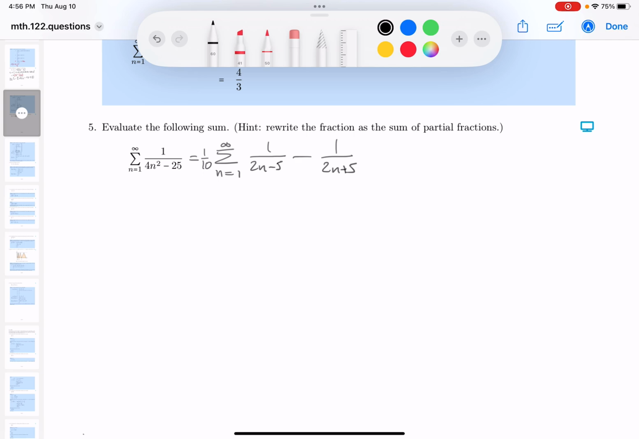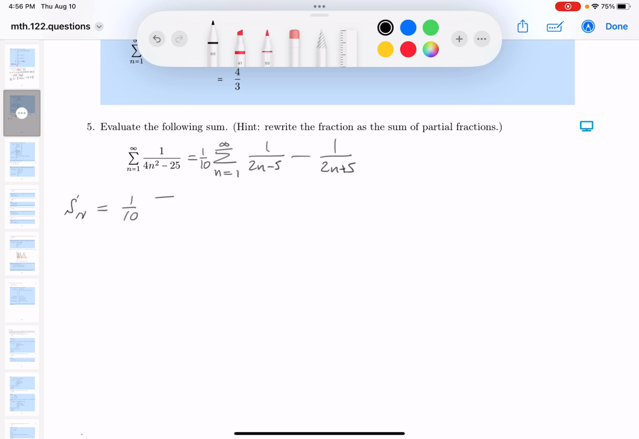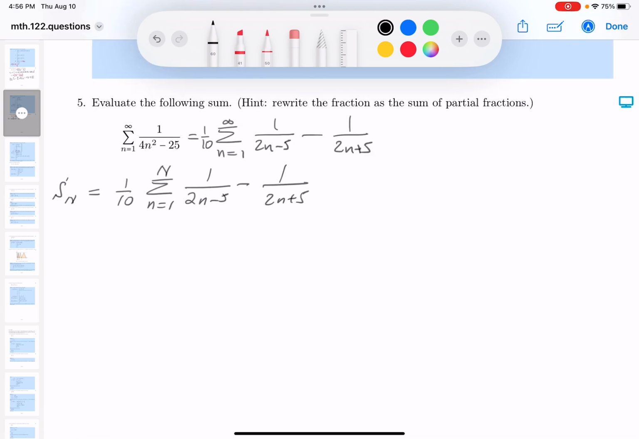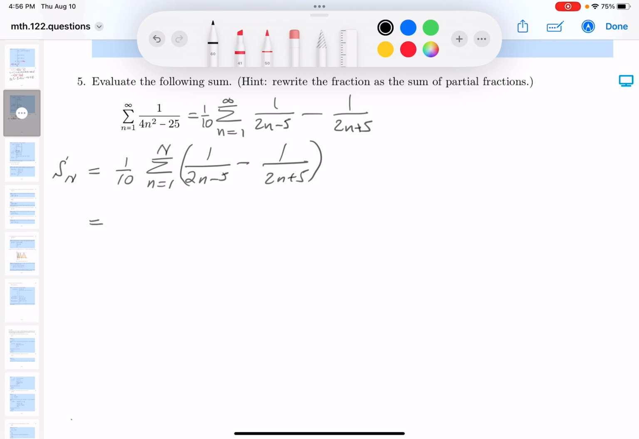All right, I'm going to write that down for you. I'm looking for Sn. And Sn is going to be 1/10 times the sum, n equals 1, that's little n, up to big N of this business over here. It's going to be a little more complicated than the other ones, but I do want to write it down for you. What's it going to be? 1/10.